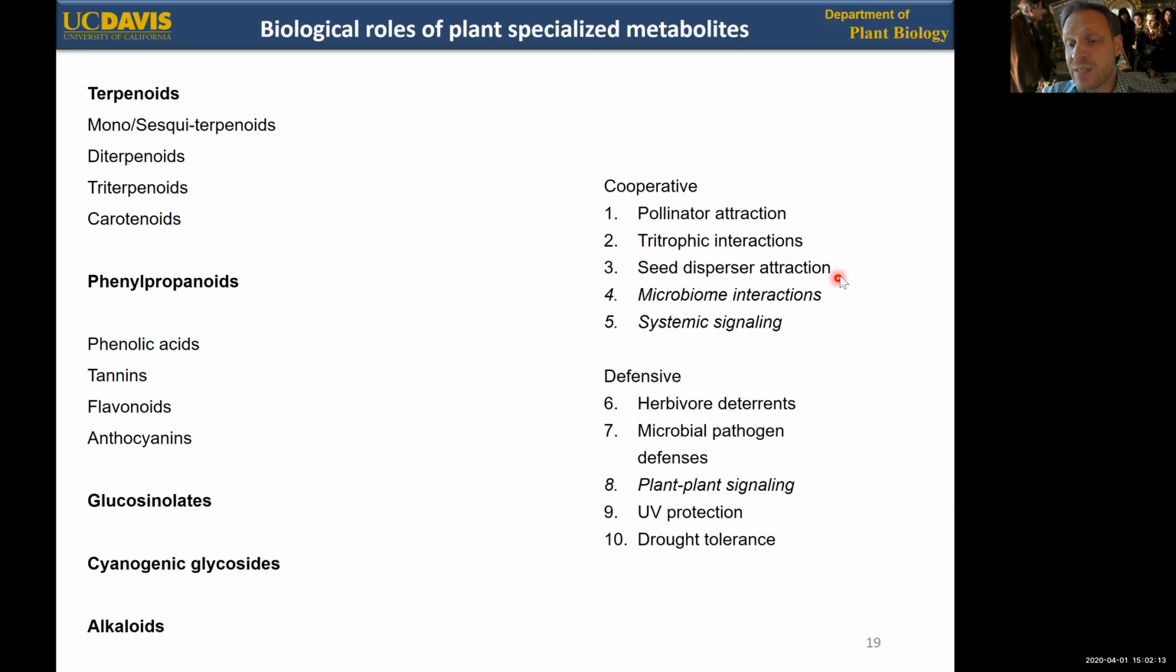So what I want to do next is work through with you and look at some of the metabolite classes that we highlighted here, and maybe just write down some of the specific functions of these individual metabolites.